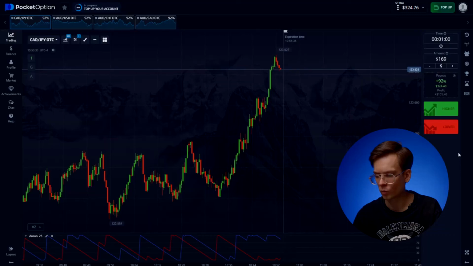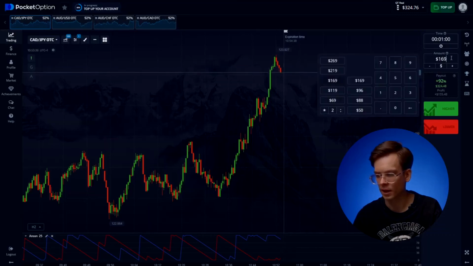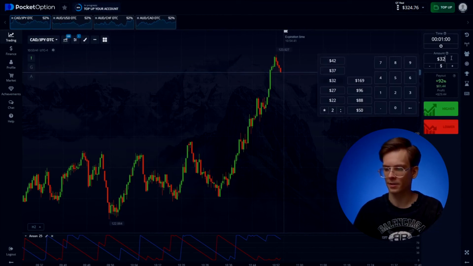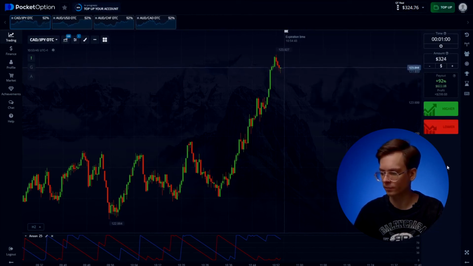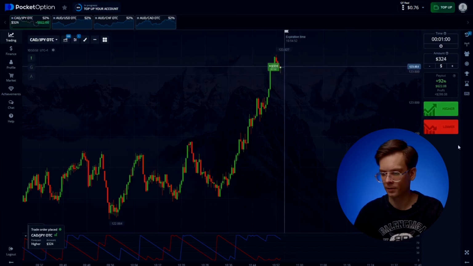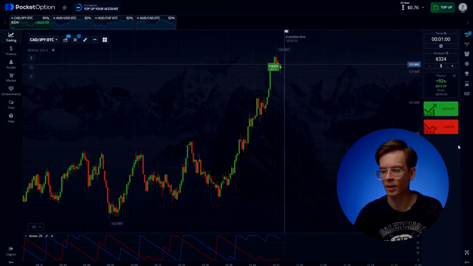Moving on. Skipping Aussie and Canadian for now. It's going to be Canadian and Yen. Investing the entire amount and going long. It seemed like there was a reversal on the chart, but it turned out to be just a minor retracement. Arun helped me understand that the uptrend will continue.